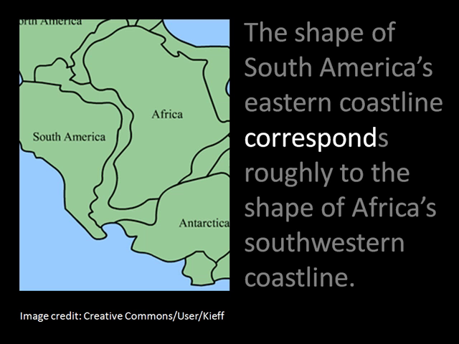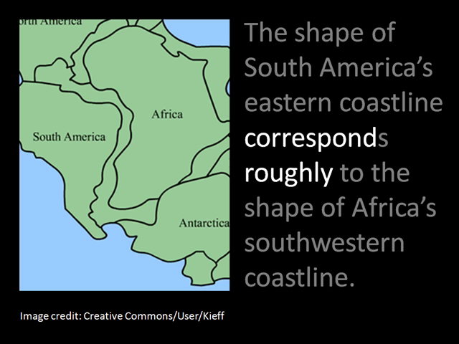Great example. This fact is often cited as evidence for the theory of plate tectonics and the notion that all the continents were once connected in one giant landmass. I remember studying this in geology class. But to get back to your sentence, roughly here means what? It means not exactly. We could say the eastern coastline of South America generally corresponds to the southwestern coastline of Africa. That is to say, one is not an exact match for the other.